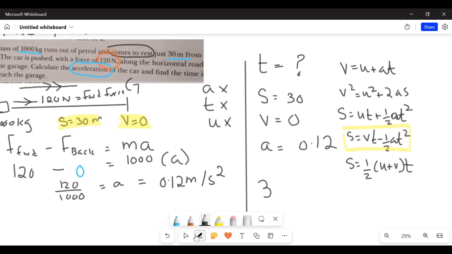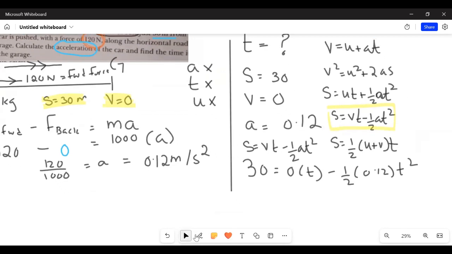So 30, let me write it down. S is equals to VT minus half AT square. So it's going to be 30 equals 0 times T minus half times acceleration, which is 0.12, and T square. ये निकालें.